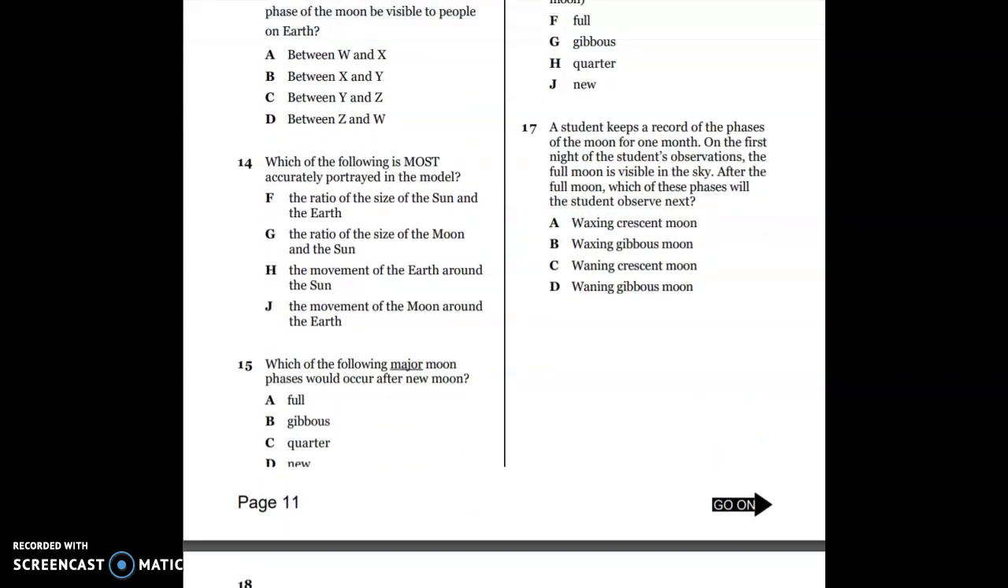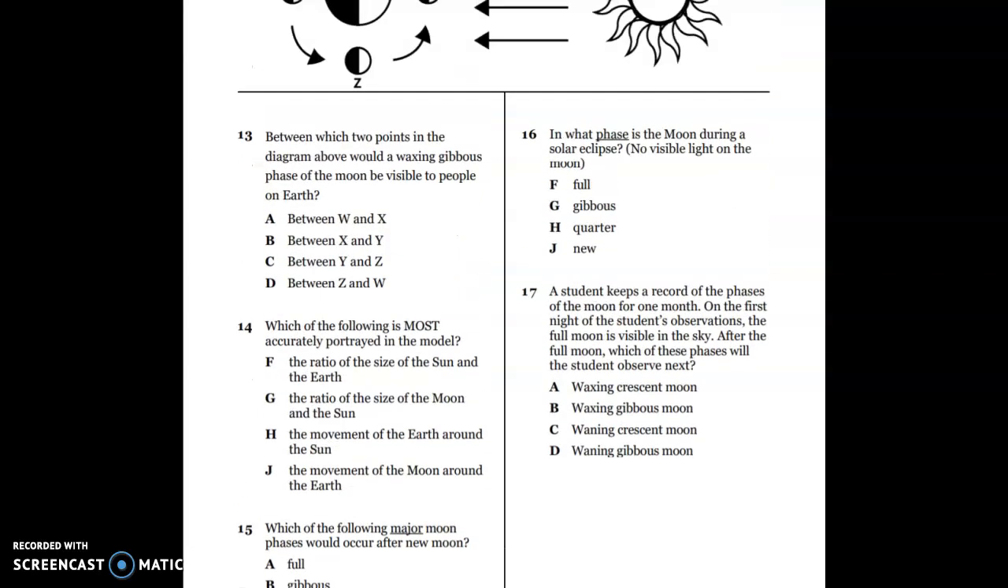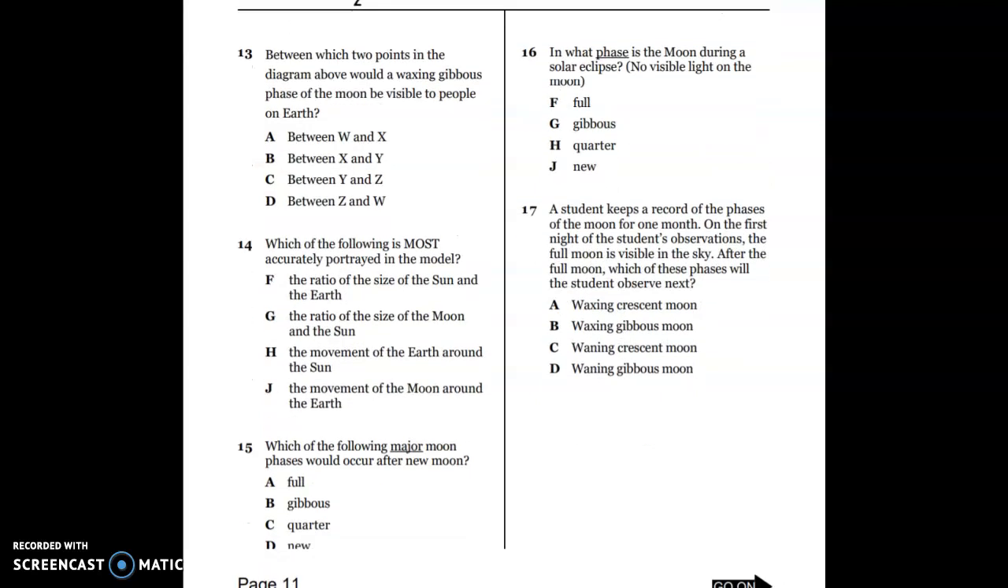Number 15. Which of the following major moon phases would occur after new moon? Full, gibbous, quarter, new. Number 16. In what phase is the moon during a solar eclipse? No visible light on the moon. Full, gibbous, quarter, new.